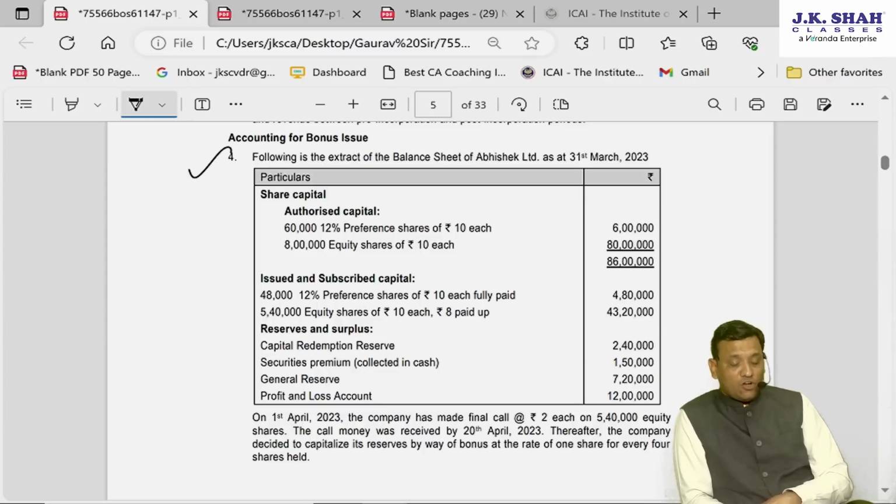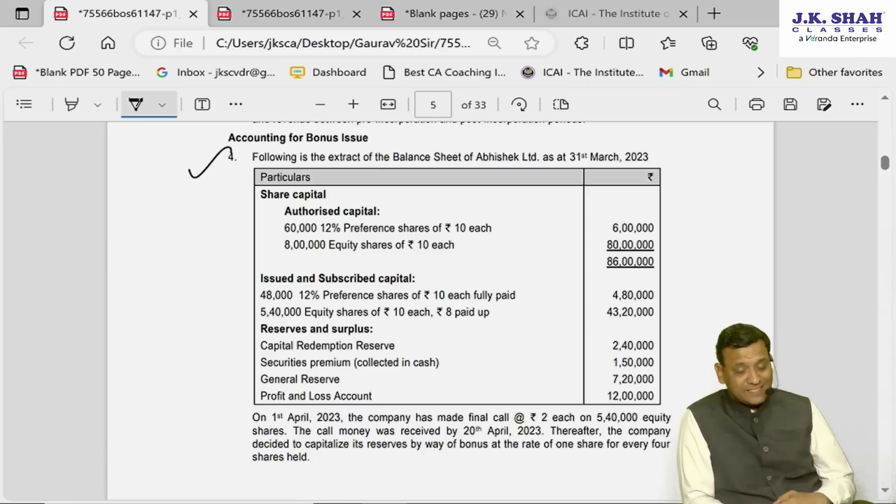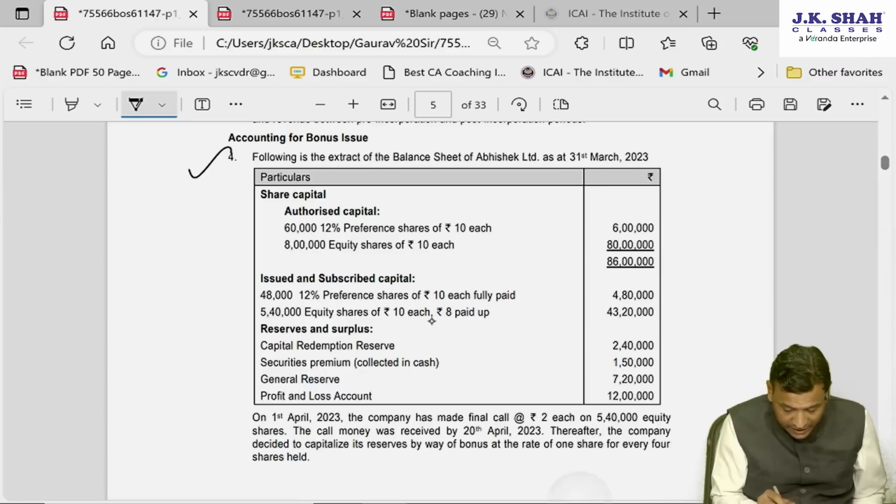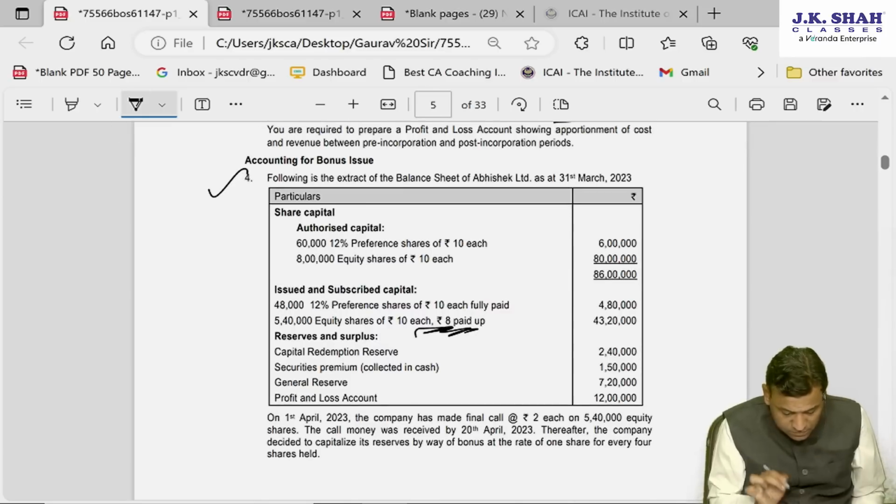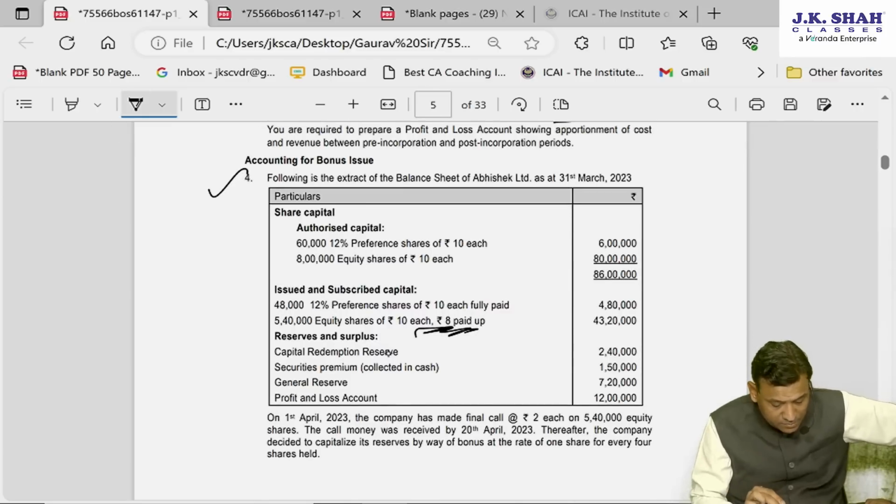Following is the extract of balance sheet of Abhishek Limited as on 31st March 2023. 60,000, 12% preference shares of 10 each, 6 lakhs, 8 lakhs equity shares, 80 lakhs, that is your authorized, issued 48,000 preference shares, 5,40,000 equity shares of 10 each, 8 paid up, reserves and surplus, capital redemption reserve, security premium, general reserve, profit and loss account.